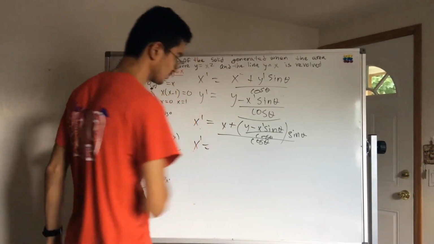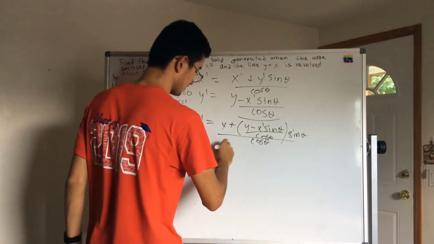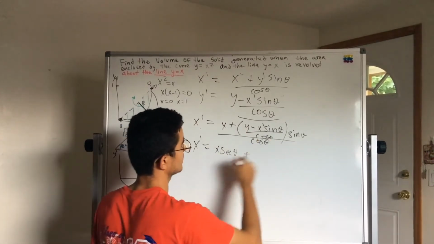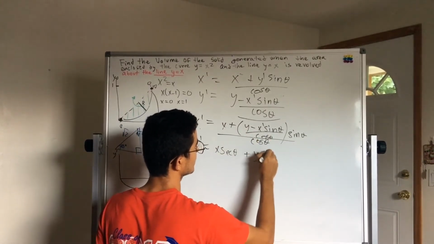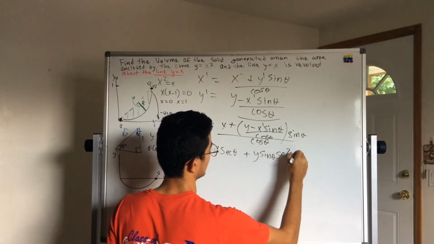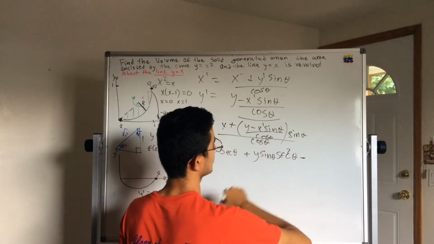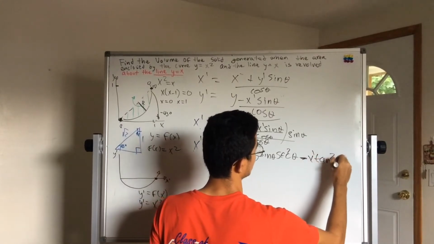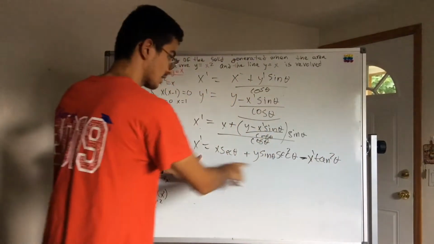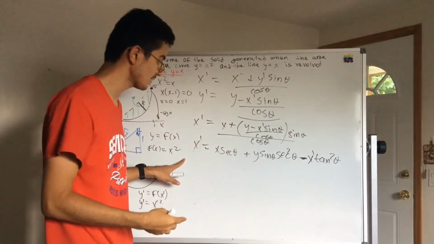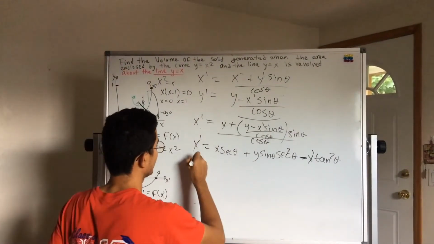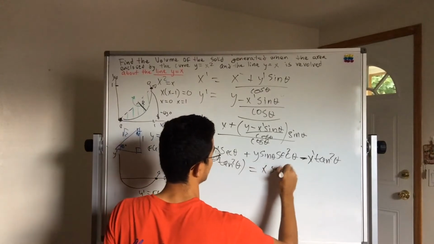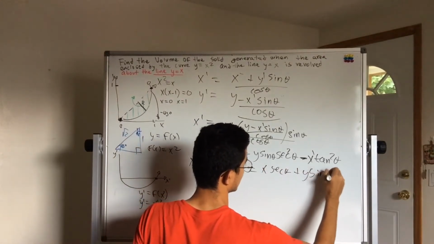So let's do x prime is equal to x over cosine theta, which is x secant theta, plus y over cosine squared theta times sine theta. So that's going to be y sine of theta times secant squared theta, minus sine squared divided by cosine squared, which is tangent. So we have minus x prime times tangent squared theta. Now over here we have an x prime and another x prime, so we could bring it together and then factor it out, right? So we can factor out x prime and we're left with 1 plus tangent squared theta is equal to x secant theta plus y sine of theta secant squared theta.